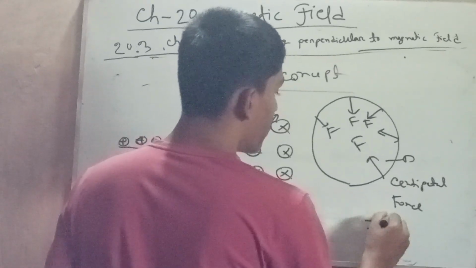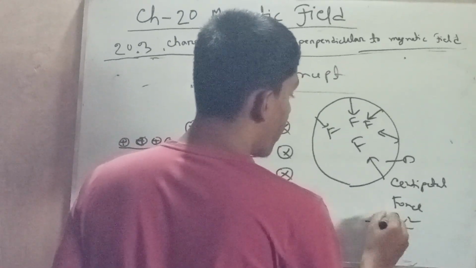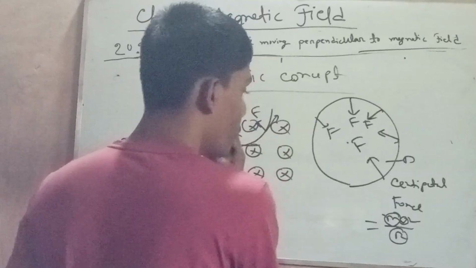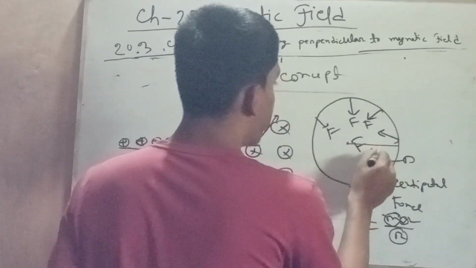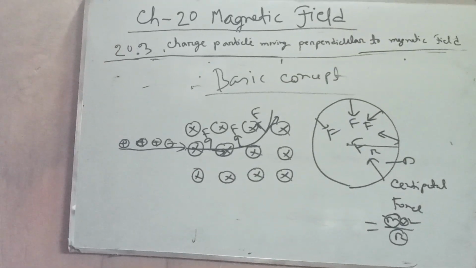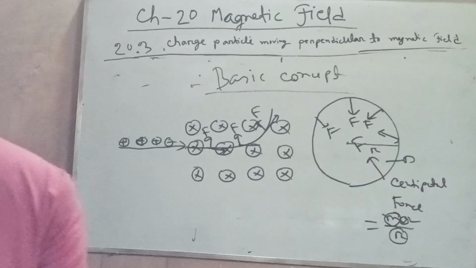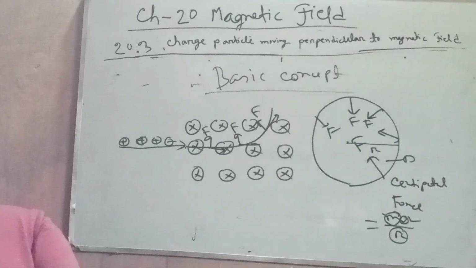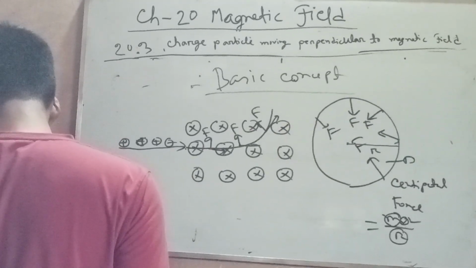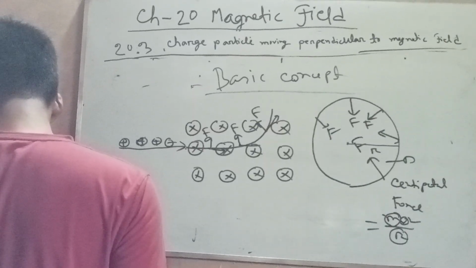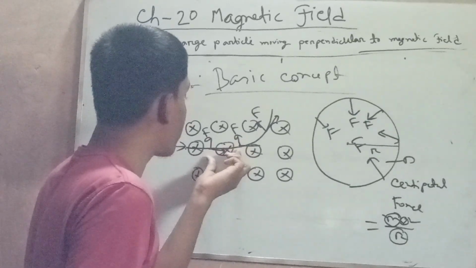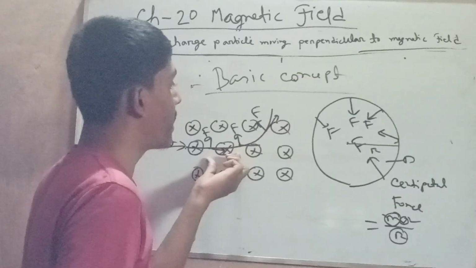We know centripetal force is equal to mv squared divided by r, where m is the mass of the particle, v is the velocity of the particle, and r is the radius of the circle. Since the force always acts at 90 degrees to the path, the velocity remains constant.